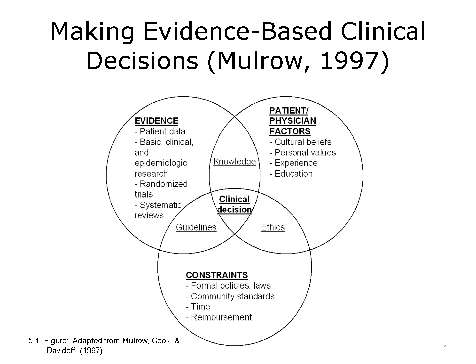The third aspect of making clinical decisions is constraints. Formal policies and laws, as well as community standards, may influence decisions. Time may also be a constraint. For example, if a patient is acutely ill, there may not be enough time to do what the absolute best evidence would support. Then, of course, reimbursement issues, such as what medications, treatments, and tests are covered by a patient's insurance, present further constraints on clinical decision-making.